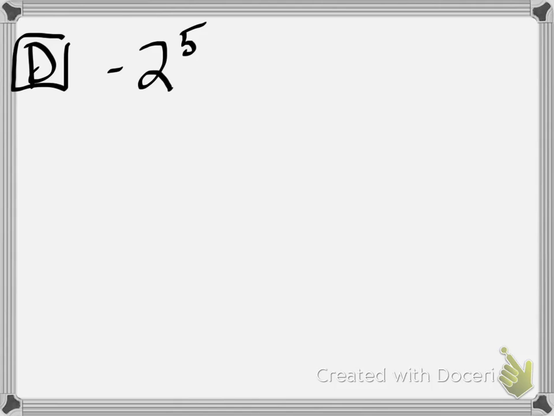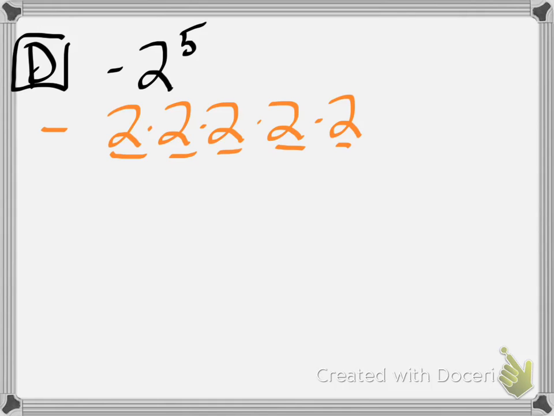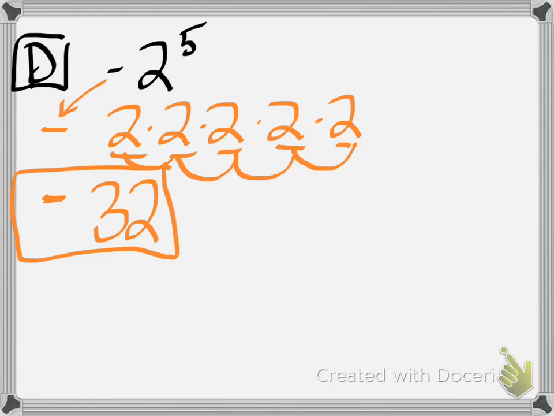Negative 2 to the 5th. Now my negative's on the outside. It's kind of like negative 1 times 2 to the 5th. So I'm going to keep my negative off to the side, and then I have 2, 2, 3, 4, 5. I have my base of 2 written 5 times, and my negative is just written on the outside. It is not part of the base because it is not in parentheses. So I'm going to copy it again. 2 times 2 is 4, times 2 is 8, times 2 is 16, times 2 is 32. So my answer is negative 32.